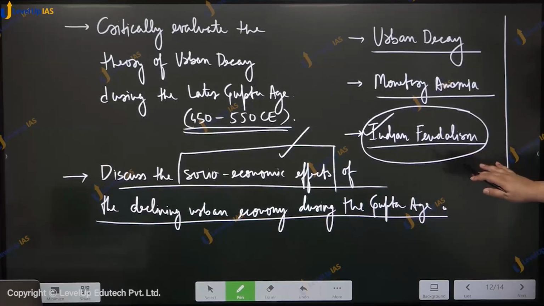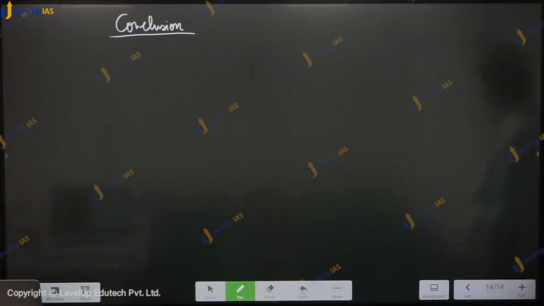Discuss the socio-economic effects of declining urban economy during the Gupta age.